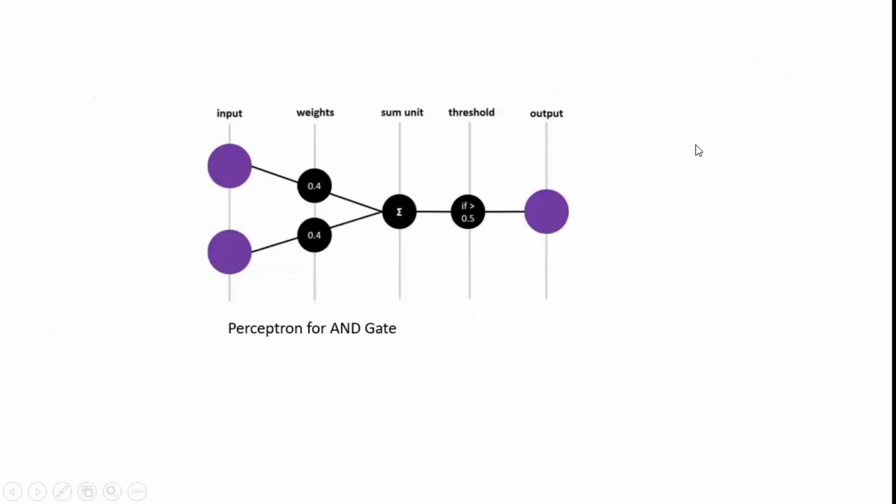This is the perceptron for the AND gate. The inputs and weights are 0.4 and 0.4. So the Boolean inputs are 0, 0, 0, 1, 1, 0, 1, 1, and the sum is computed like this. If the sum is greater than the threshold of 0.5, the output comes out as 1. The threshold value we are taking is 0.5, and we got the output this way. So this is the perceptron for the AND gate.